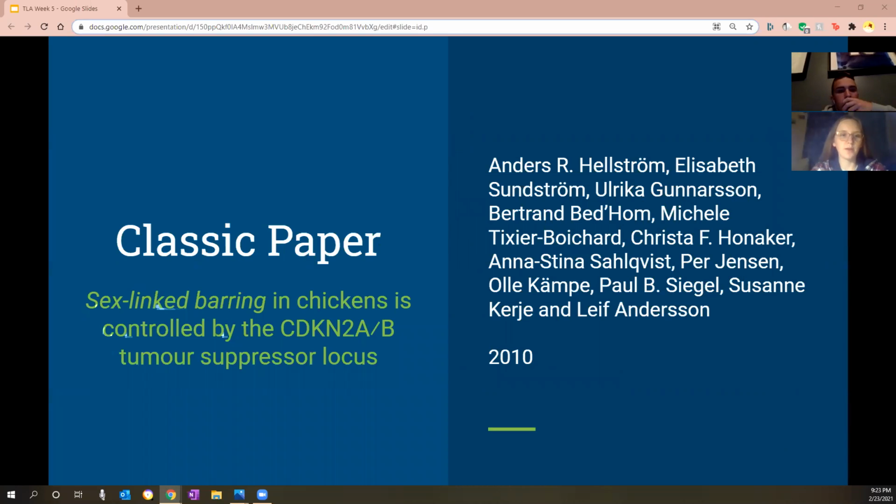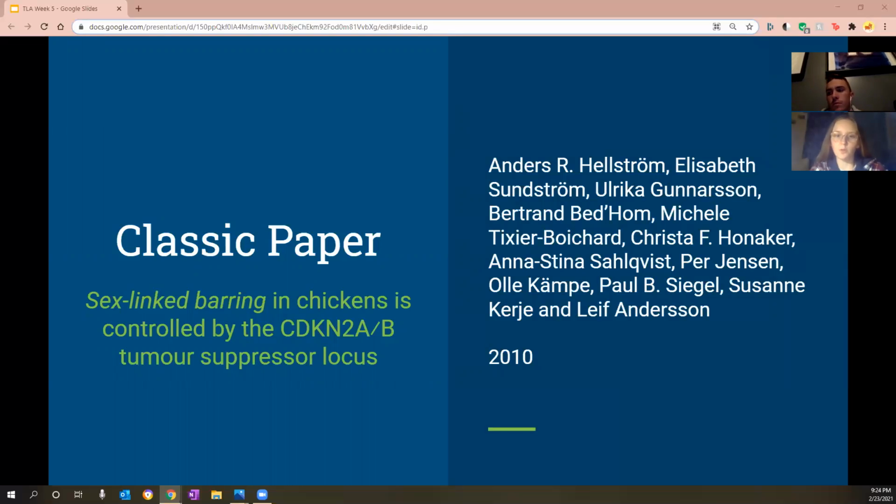So our found paper was "Sex-linked barring in chickens is controlled by the CDKN2AB tumor suppressor locus," which was published in 2010. The paper shows that sex-linked barring is controlled by this locus, which encodes the INK4B and ARF transcripts. They identified two non-coding mutations in CDKN2A that showed near-complete association with the phenotype. They also discovered two missense mutations identified at highly conserved sites.